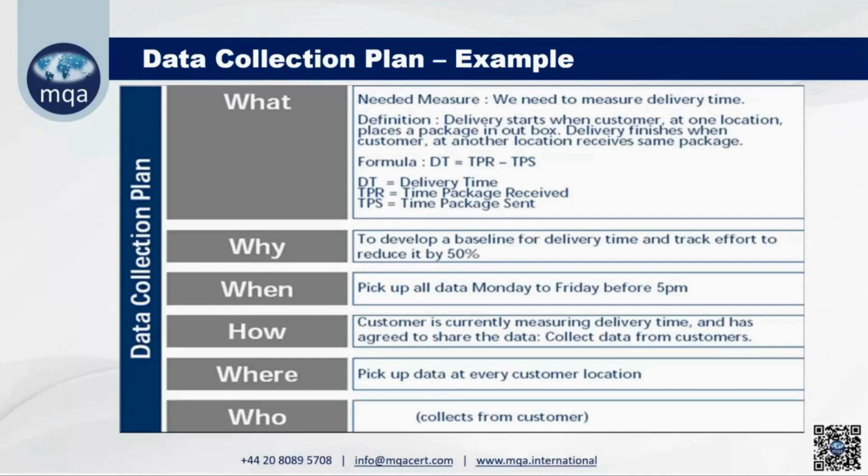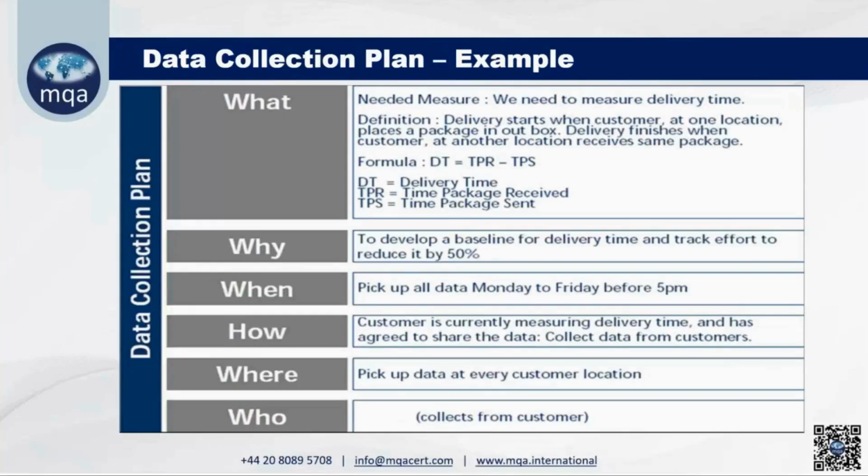Delivery finishes when the customer at another location receives the same package. So this is the delivery data: one customer is giving, another customer is receiving. Delivery time is the time the package is received minus the time the package is sent. Nowadays we have online systems like Ola and Uber where parcels are transferred by delivery guys. When the delivery guy picks up from one customer and when he delivers to the other customer, that is the delivery time. Package sent and received.